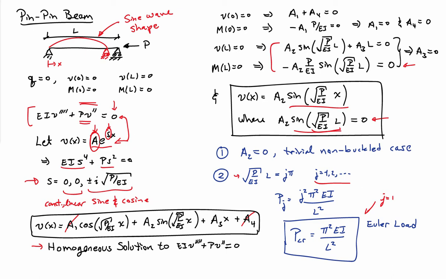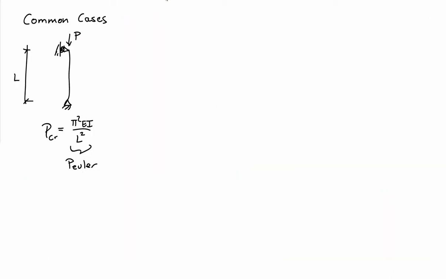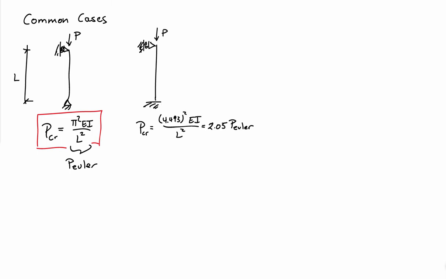So this is the basic setup here. There are a number of common cases that are useful to know. The one that we just solved for is the pin-pin case. That gives us what's known as the Euler load, pi squared EI over L squared. Different boundary conditions give you different loads, as we saw in the demonstration. So this is the pin-clamp case. That was the other case that I demoed for you.